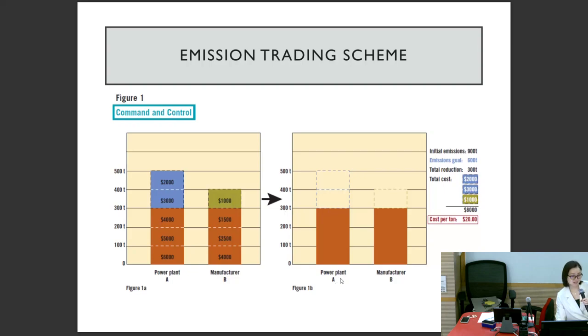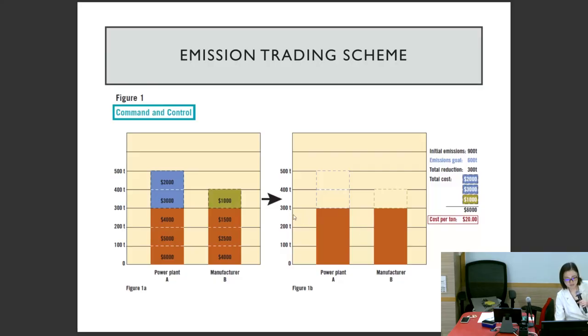Then for power plant A, they have to spend $2,000 and $3,000 to reduce this amount of emissions. And then for manufacturer B, they only need to spend like $1,000 for reducing emissions. So for the whole society, they will need to pay $2,000 plus $3,000 plus $1,000, that is $6,000 for reducing 300 tons of carbon dioxide. And the unit cost of reducing 1 ton would be $20. All right? So this is for command and control.